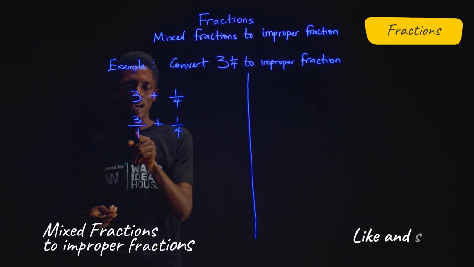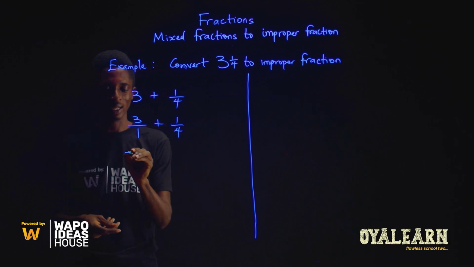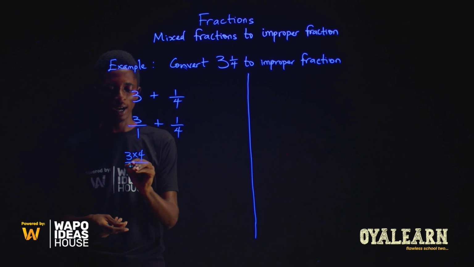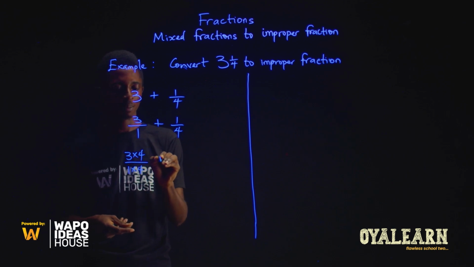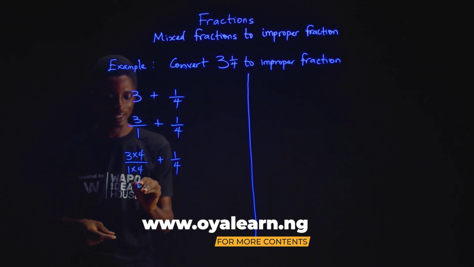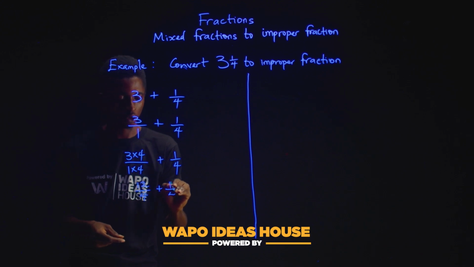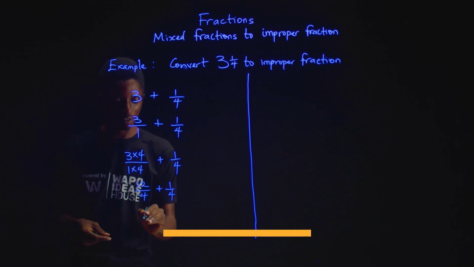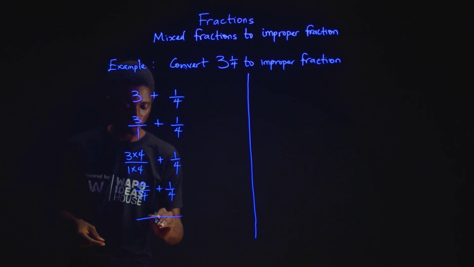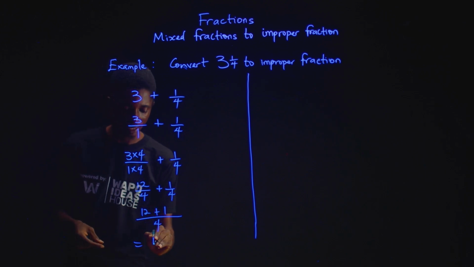So to do that, I have to multiply 1 by 4 to get 4. So I'll multiply 3 by 4 as well. That is 3 times 4 over 1 times 4 plus 1 over 4. So at the numerator here, I would get 12 over 4 plus 1 over 4. And this would give me, now pick the common denominator, which is 4, and then we add the numerator, 12 plus 1. And then our final answer would be 13 over 4.